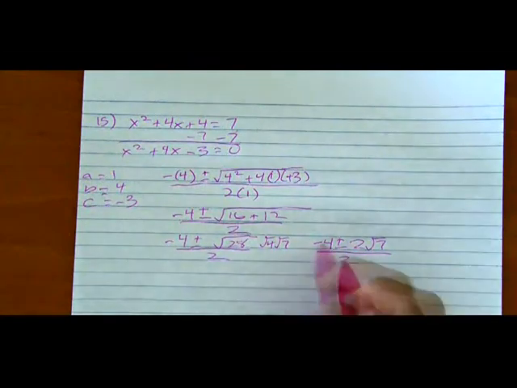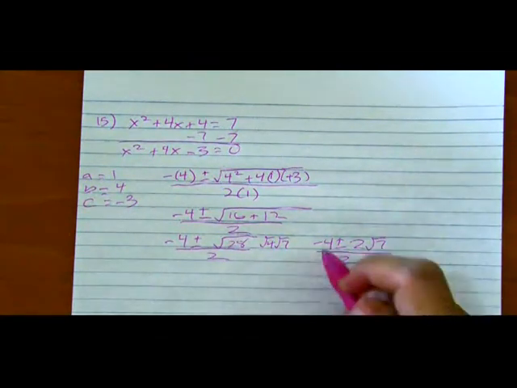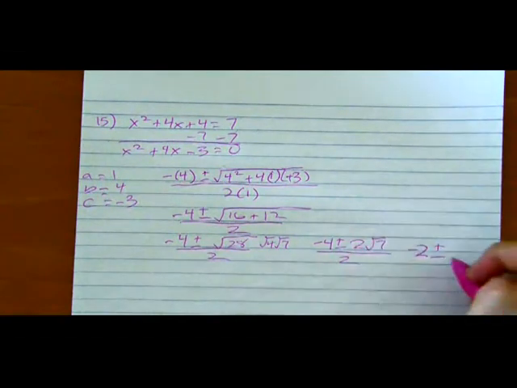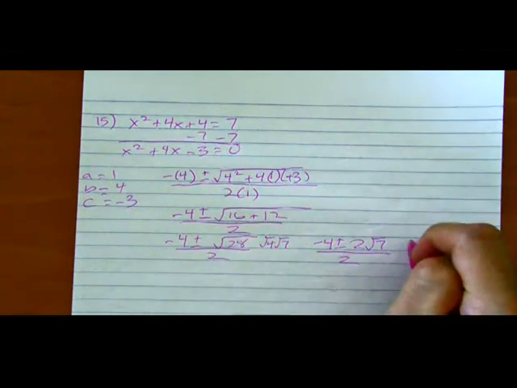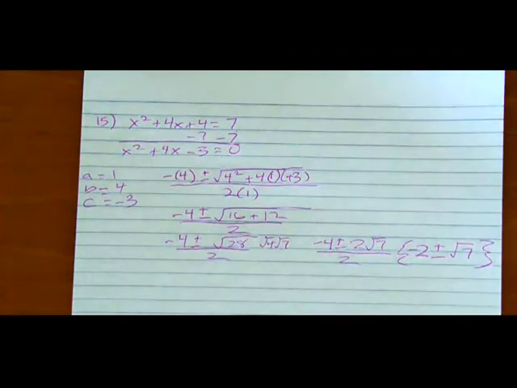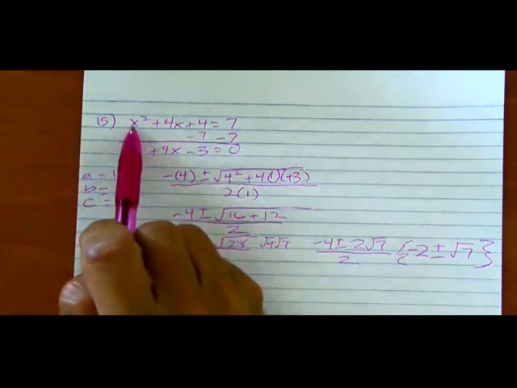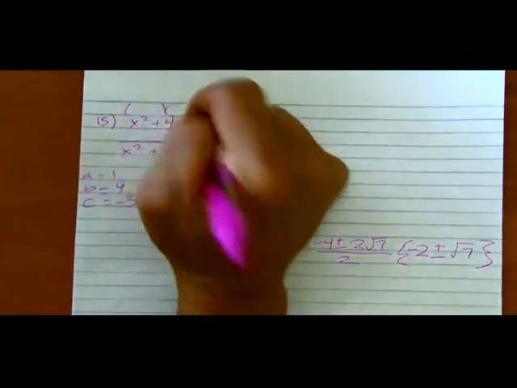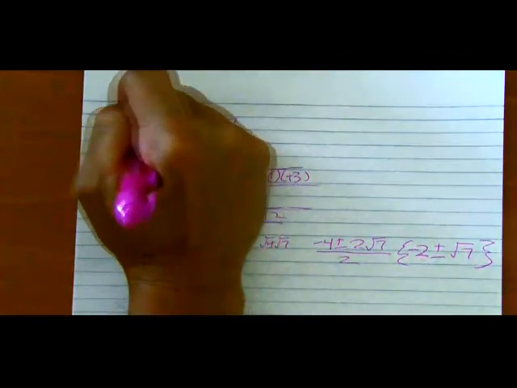And the denominators apply to both terms. So negative 4 over 2 is negative 2 plus or minus, the 2's here cancel, radical 7. If you notice, this is factorable into two good binomials. Well, when I say good, it's like they're the same. X plus 2 and x plus 2.